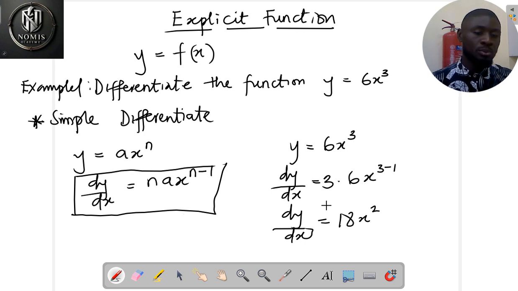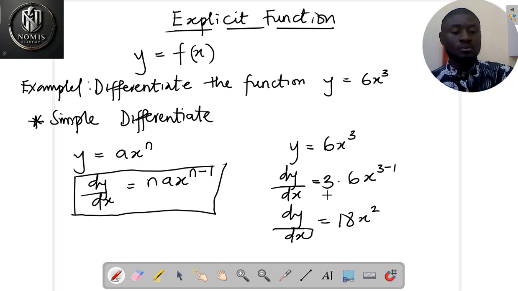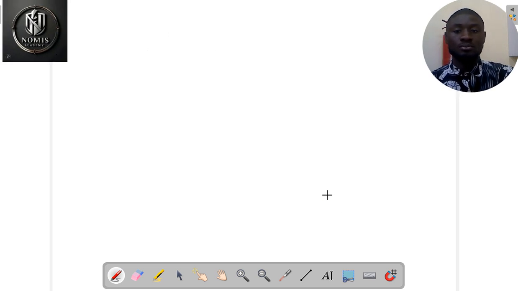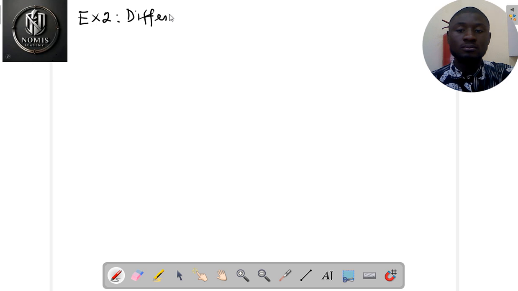Let's take another example that looks like this to solve a similar problem. Example number 2. So example 2 says differentiate y equal to 2x raised to the power of 4 all over 3.